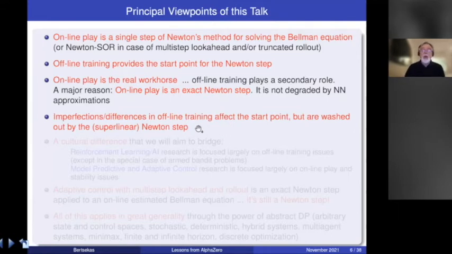Now, the offline training can be done by many different methods. In reinforcement learning, we have temporal differences methods, aggregation, we have linear programming. There are many different ways to do the offline training.